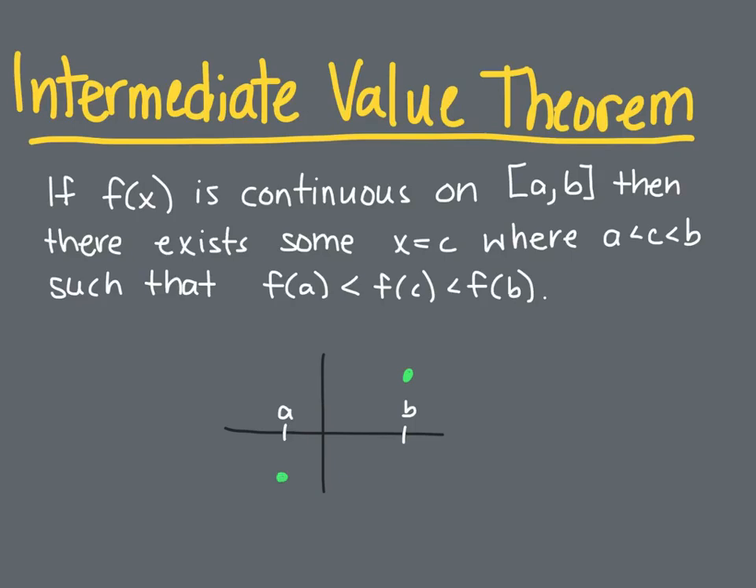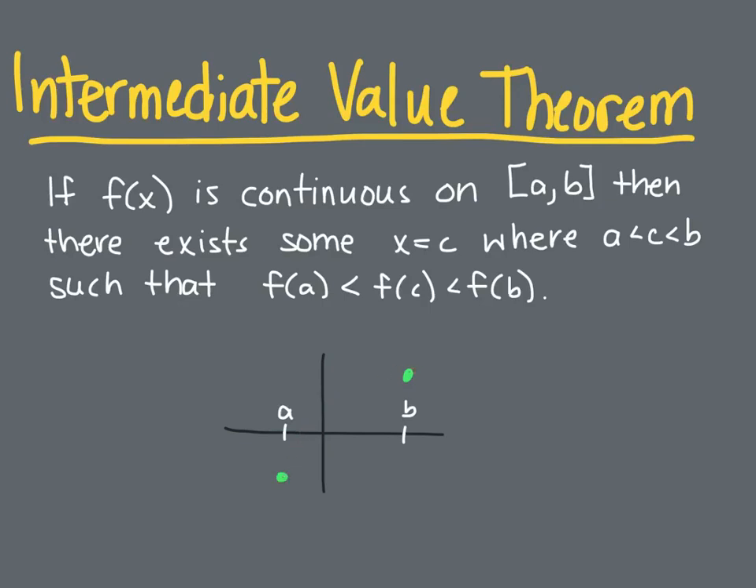It doesn't necessarily mean that the function goes from a straight to b. The function could actually do a lot of stuff in between. But we know for certain that if a is this low and b is this high, that at every point in between x equals a and x equals b must also have a y value somewhere in between those y values.